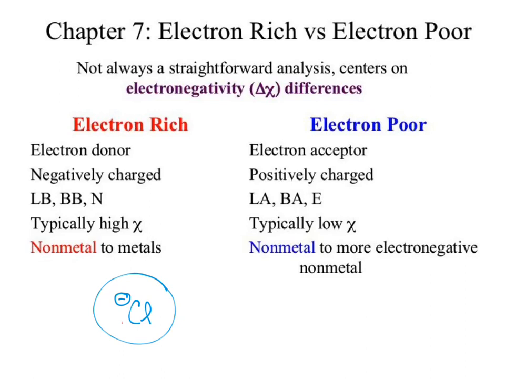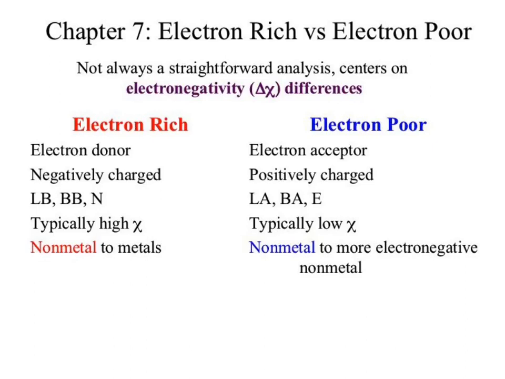Okay? The electron poor, similar idea, just the flip of it. These tend to be electron acceptors, positively charged, Lewis acids, Bronsted acids, and electrophiles, typically lower in electronegativity. And then your electron poor are nonmetals to more electronegative nonmetals. Okay? So in the previous case, could I call sodium chloride, could I call the sodium an electron poor? It's positively charged, but it doesn't really qualify as the electron poor atom. Okay? And yes, that is tricky to deal with, and that's largely because sodium is a spectator ion.